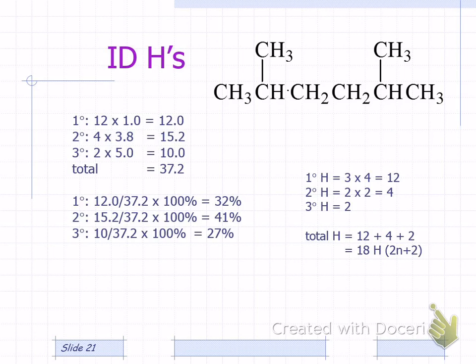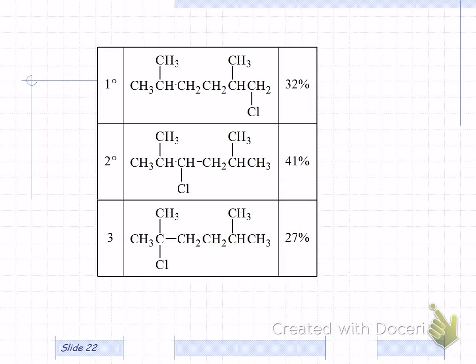Okay, so this is for chlorination. The numbers for bromination and for fluorination are different. Okay, but let me show you what... So there I wrote it out nicely as answers like this. I actually drew the structures. Those are the structures. I'm going to skip over that part.